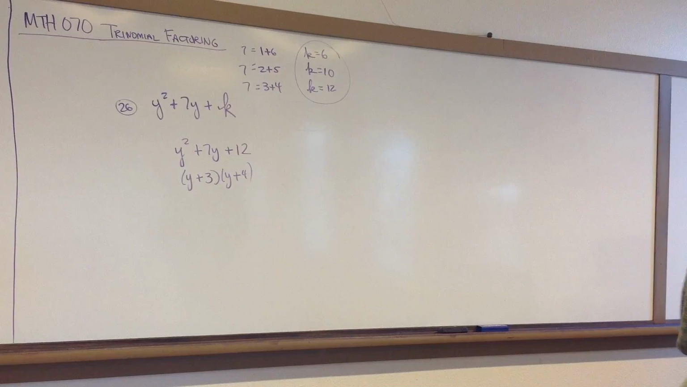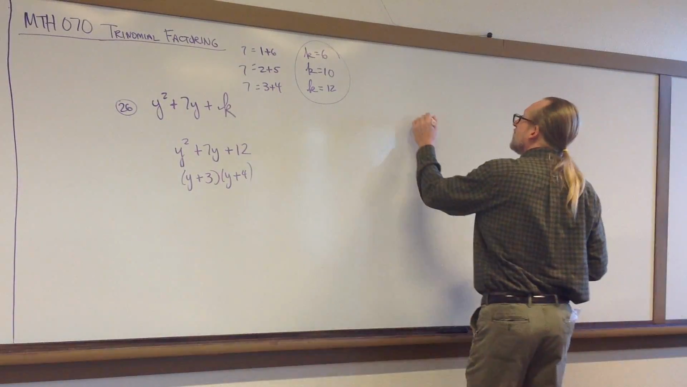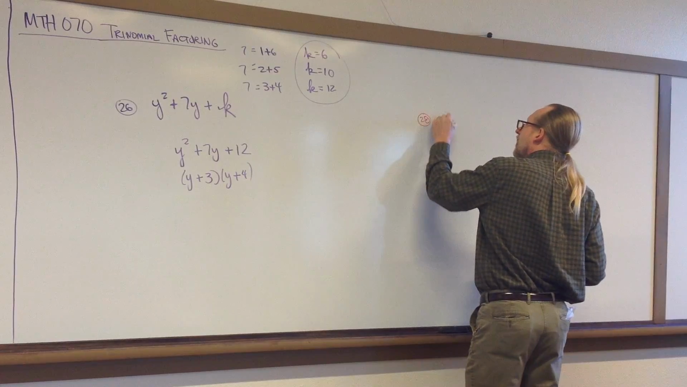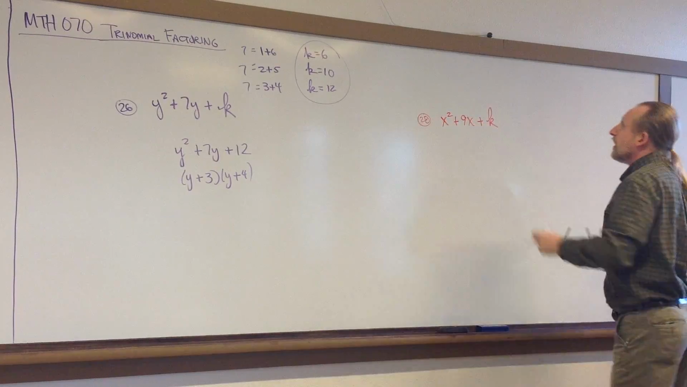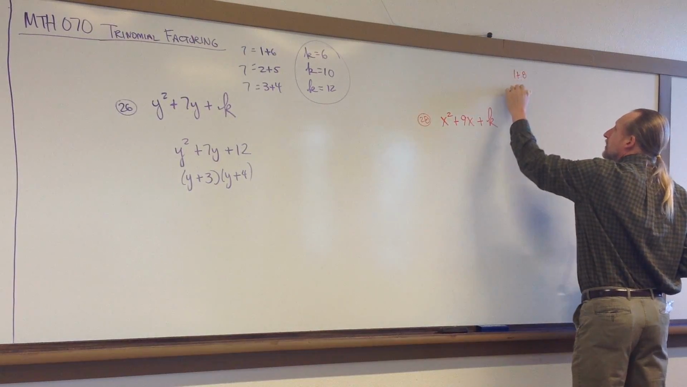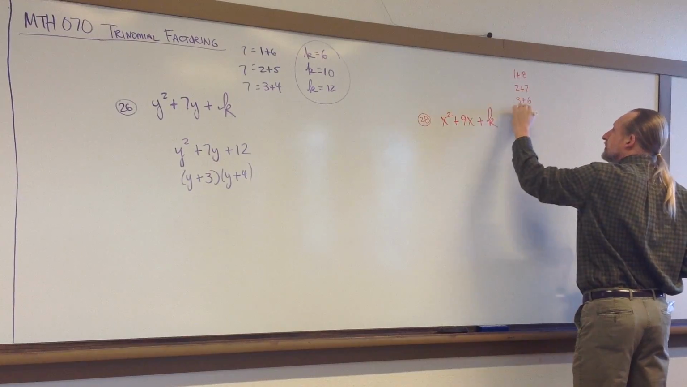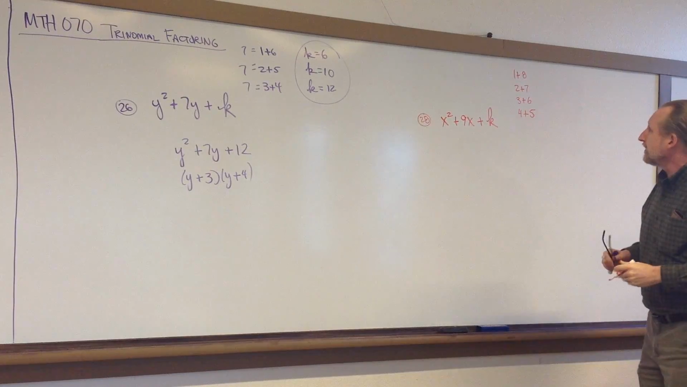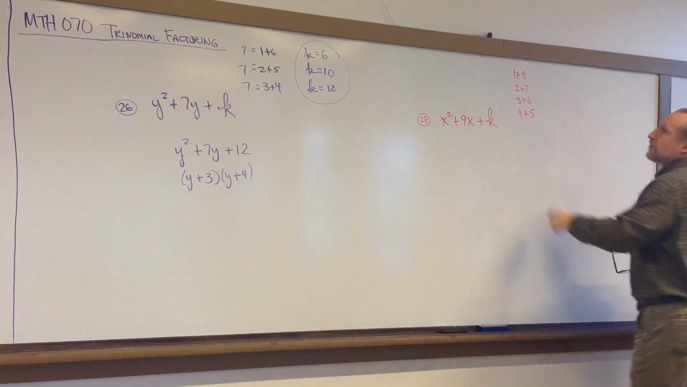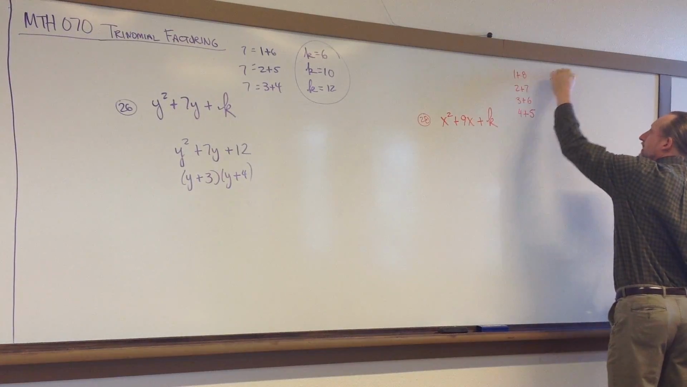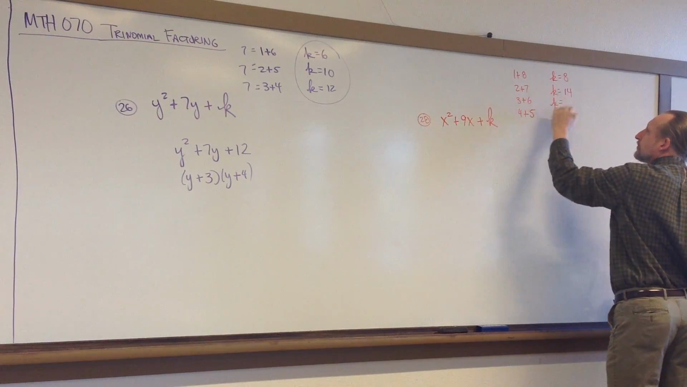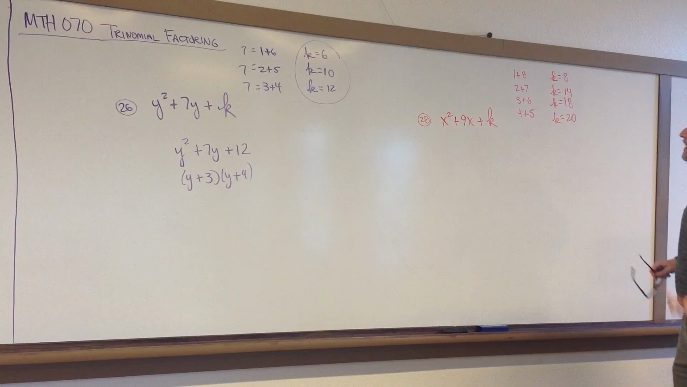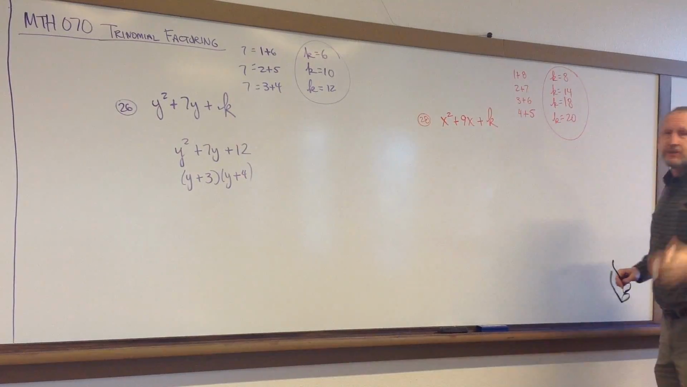So 28 is x squared plus 9x plus k. So we do the same thing we did over here. We could have 1 plus 8, 2 plus 7, 3 plus 6, or 4 plus 5. After that, we're just using the same numbers over again. So this would give us k equals 8. This would give us k equals 14. This would be k equals 18. And this one would be k equals 20. And then those are all our possible values for k.